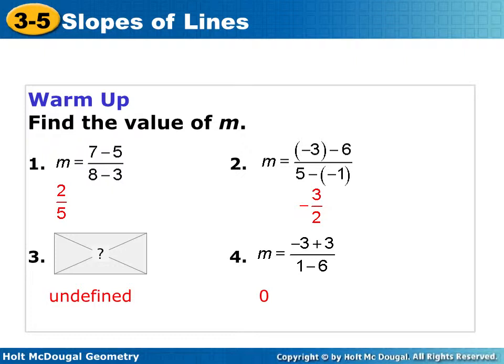However, look at number 4. We should get 0 in the numerator. And 0 in the numerator is perfectly fine. 0 in the numerator means that the slope is 0.